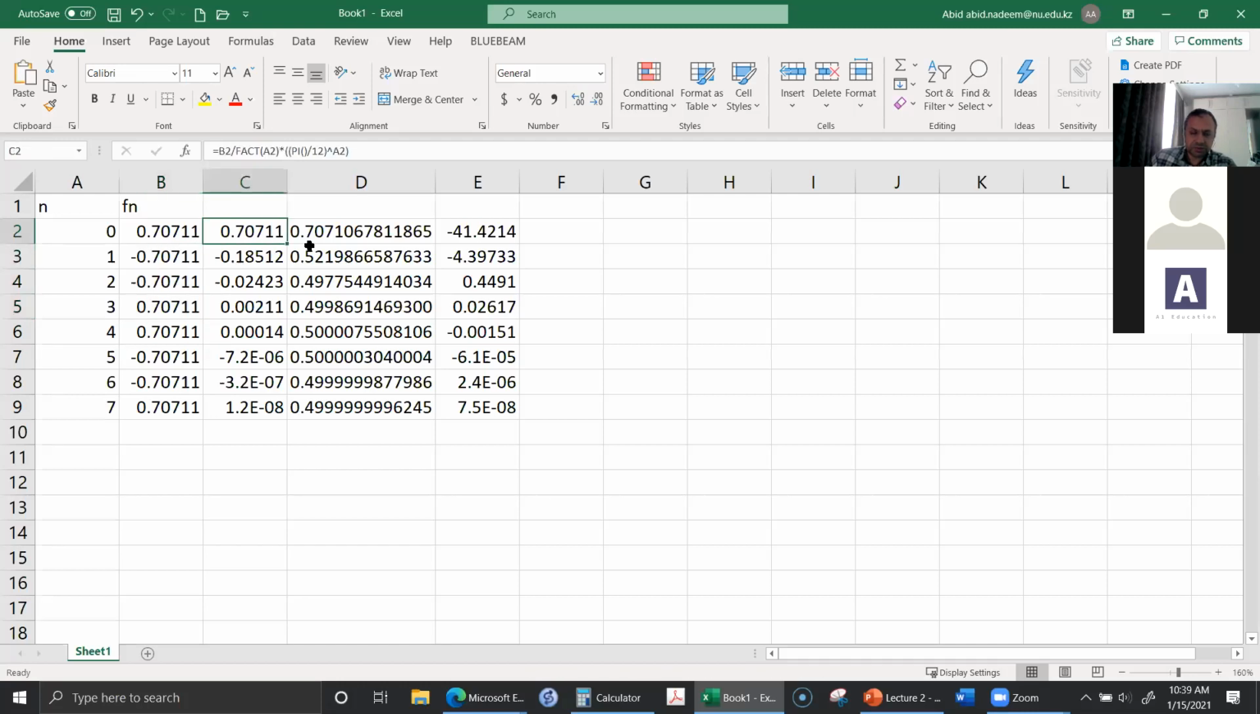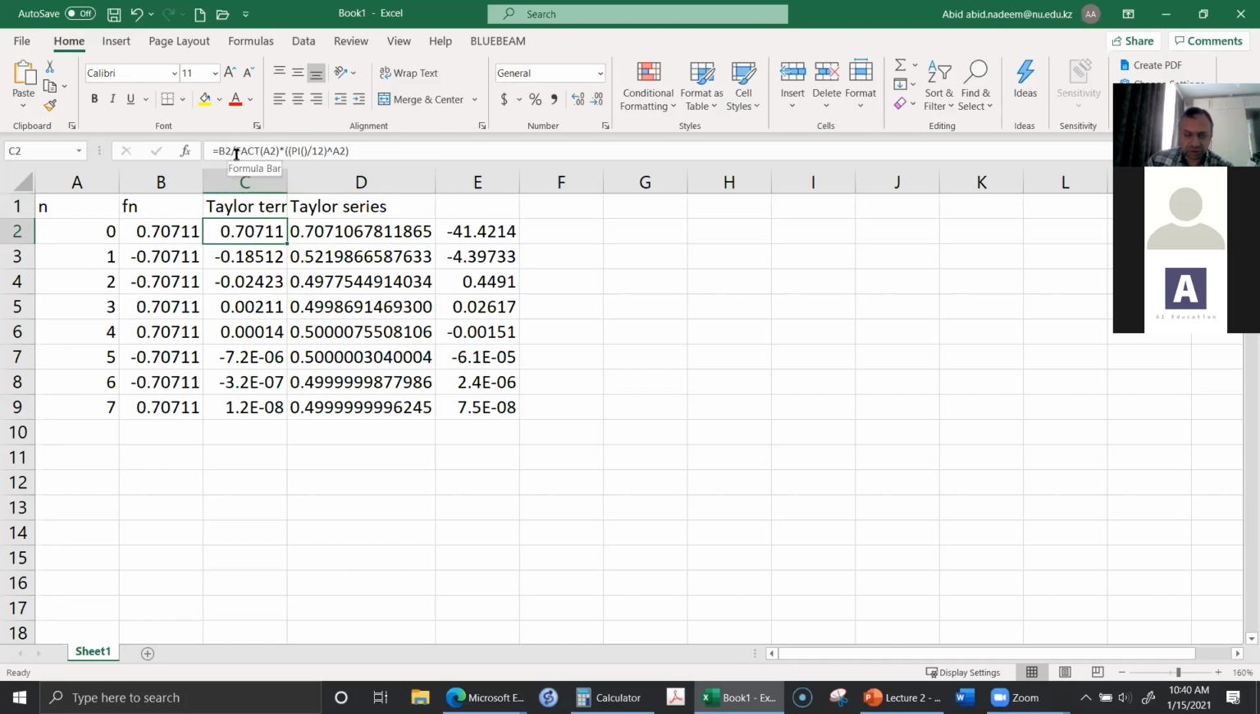The next column is for the Taylor series terms. Then the next column will be the Taylor series. This Taylor series you can calculate by using this first term, divided by the factorial.